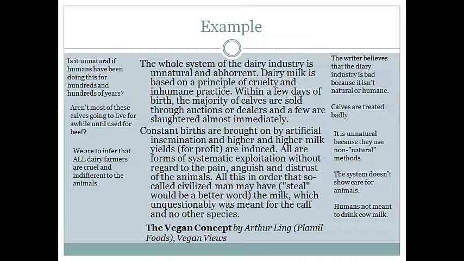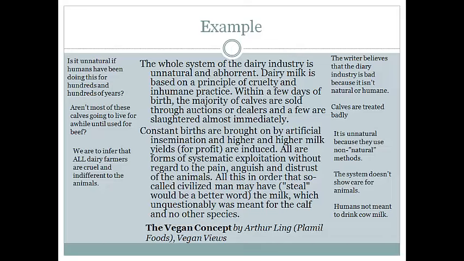As we continue to read, it says constant births are brought on by artificial insemination, and higher milk yields for profit are induced. All are forms of systematic exploitation without regard to the pain, anguish, and distrust of the animals. All this in order that so-called civilized man may have, or steal would be a better word, the milk, which unquestionably was meant for the calf and no other species.